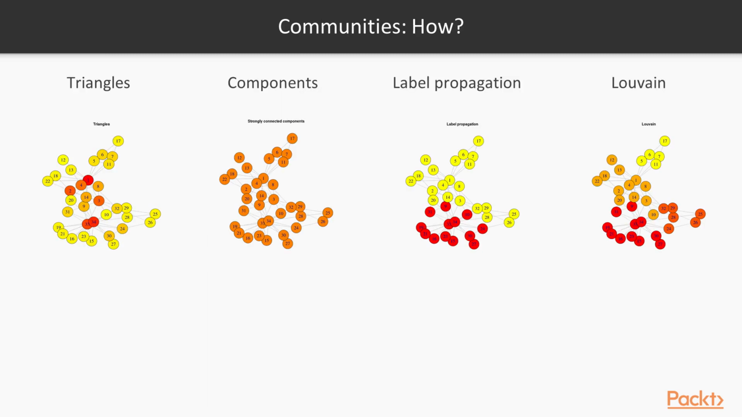There are four main algorithms implemented in Neo4j: triangle count, the component-based algorithm, the label propagation algorithm, and the Louvain method. As you can see on the pictures here, showing the results of each algorithm on the Karate Club dataset, the detected communities are very different. That's why it's very important to understand what the algorithms are really doing. That will help decide which algorithm is to be used in which context.